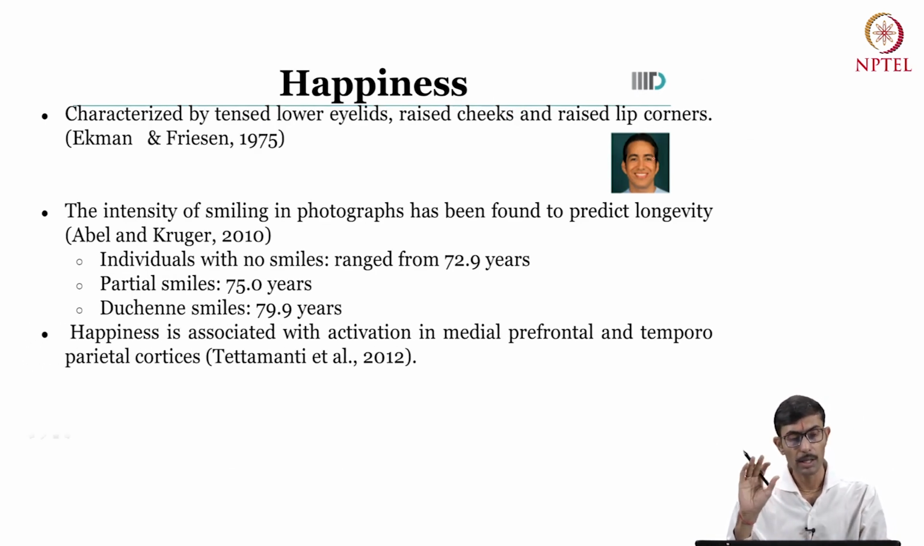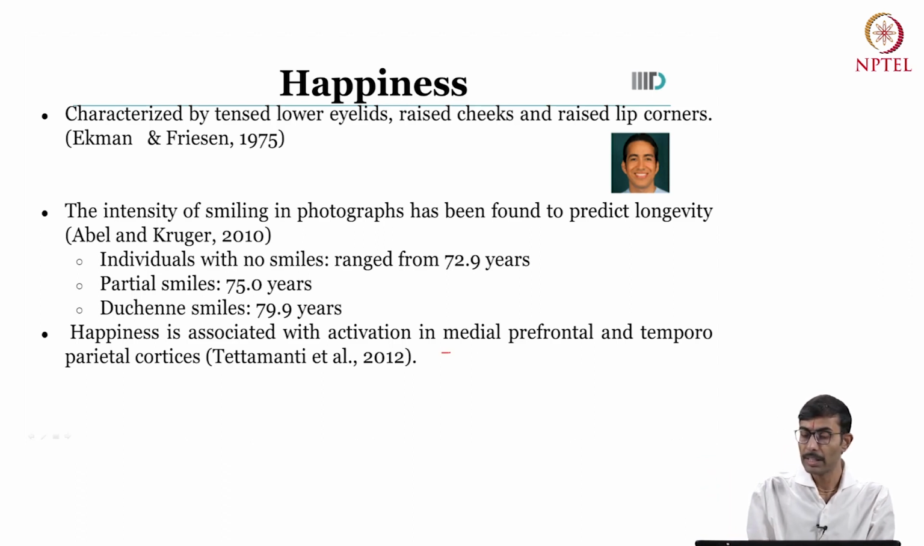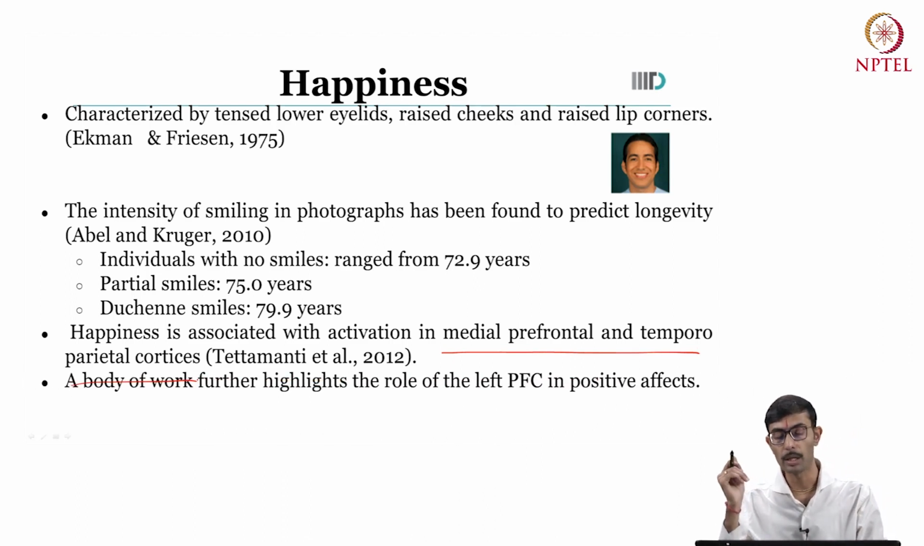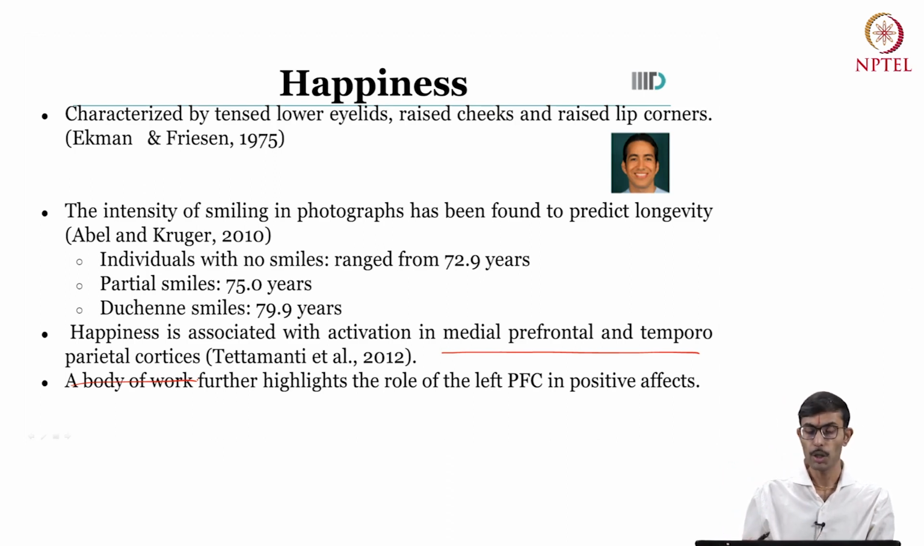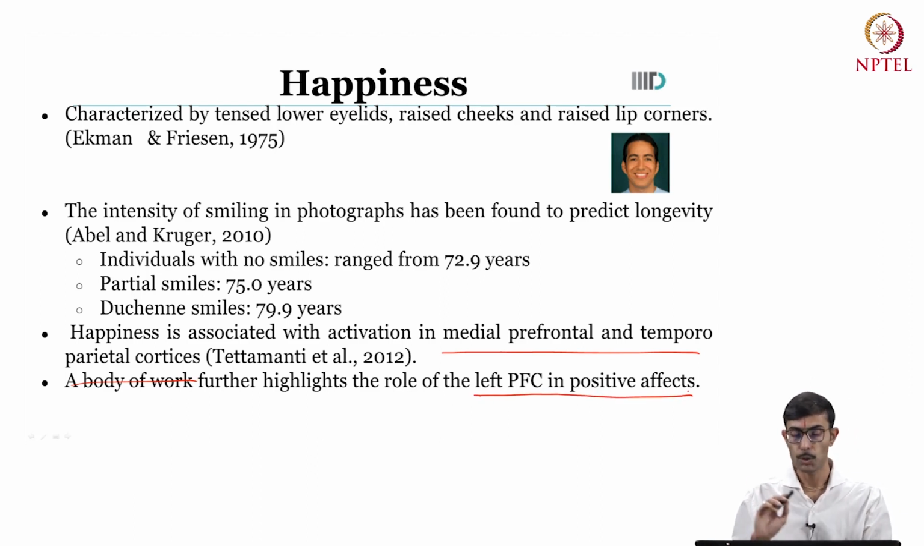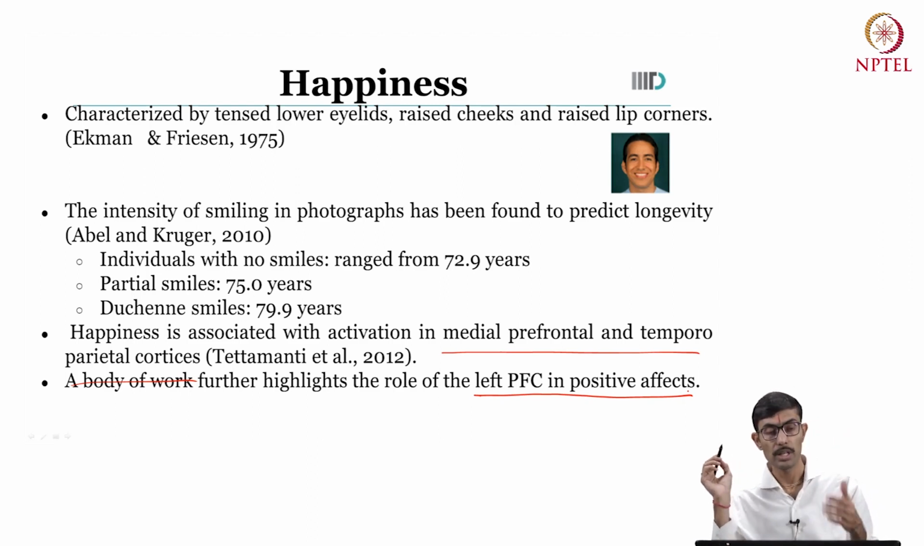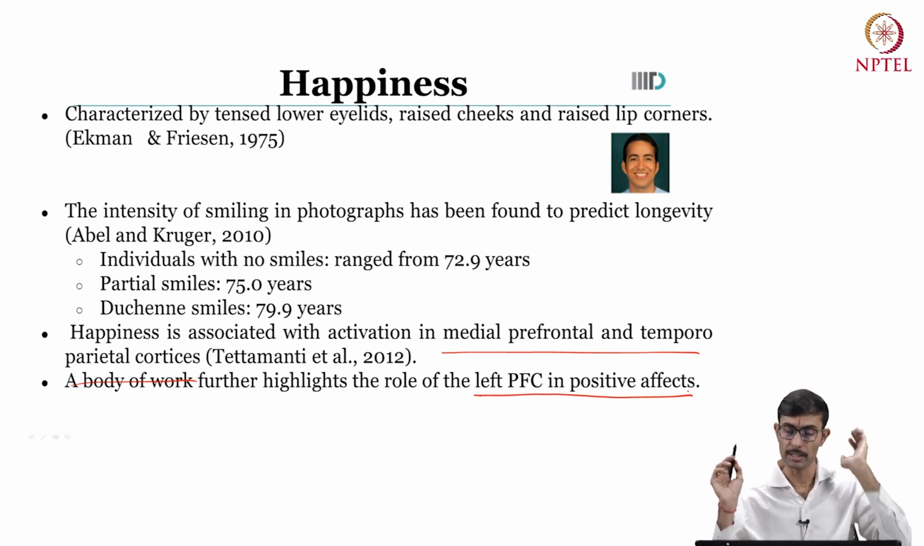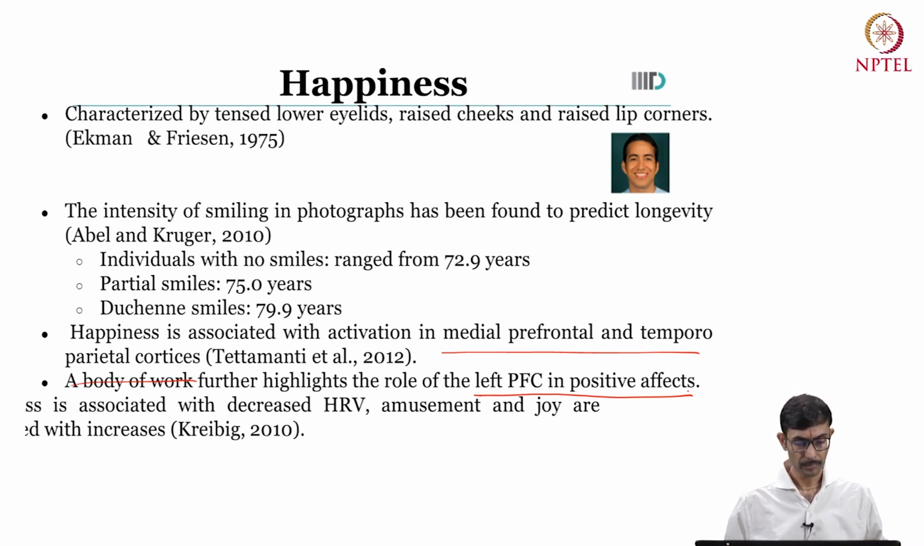Now, happiness, like the other emotions, can also be associated with activation in other physiological signals. For example, it is associated with the medial prefrontal and the temporal parietal cortices, meaning more brain activity in these regions. At the same time, there is a lot of literature which also highlights the role of the left prefrontal cortex in positive affect. So in the case of positive emotions such as happiness, there is increased activity in the left prefrontal cortex, that is this side of the brain region.